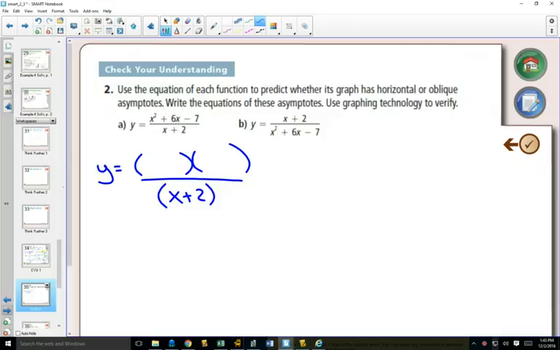You can try. Would you like me to try? Oh, x plus 7, x minus 1. Yay, it works. Nothing cancels out.